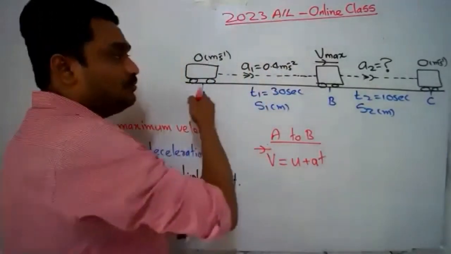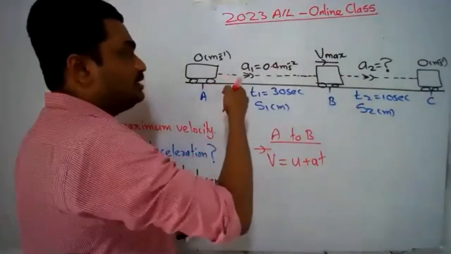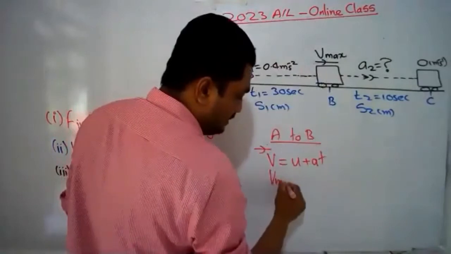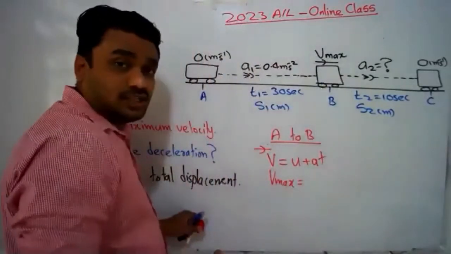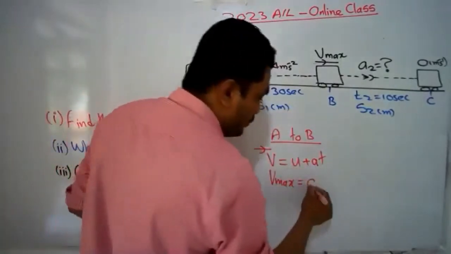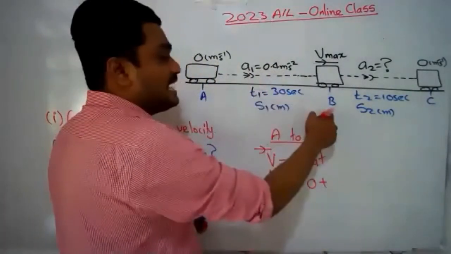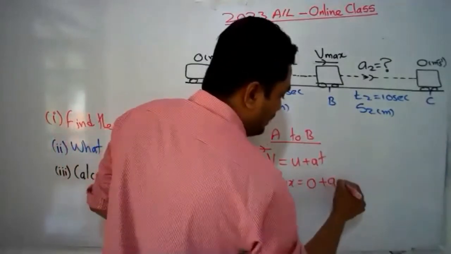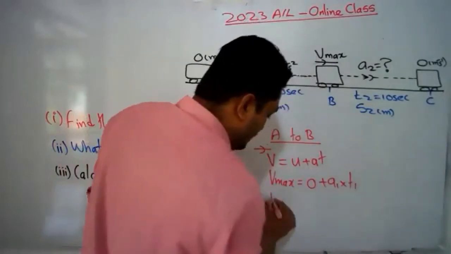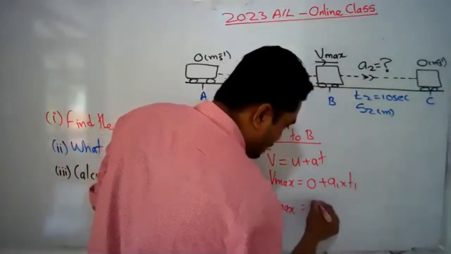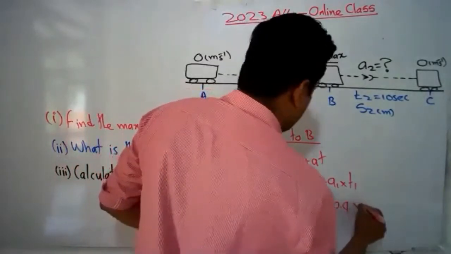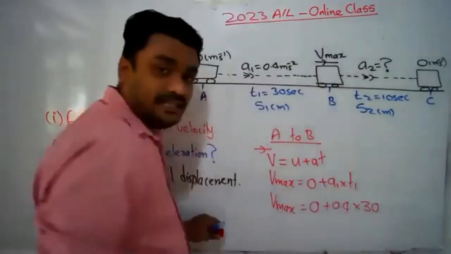AT. If you consider the AB section, the final velocity is the velocity at the point B, that is V max. The initial velocity U is the velocity at the point A, that is 0. The acceleration from A to B is A1, and the time taken from A to B is T1. So then you will get V max equals 0 plus A1, which is given as 0.4, T1 is given as 30.